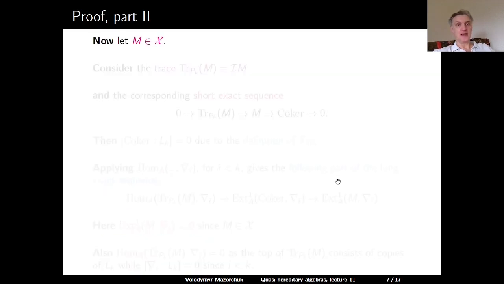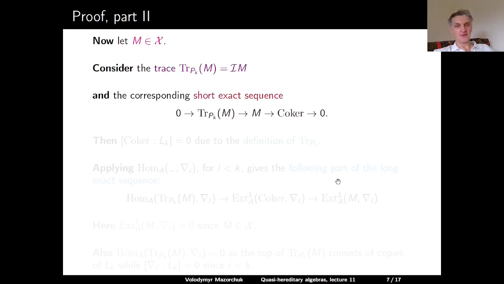Okay, let us now take M, a module in our category X. So we know that all first extensions from M into costandard modules vanish. We need to prove that M has a standard filtration. That's our aim. Consider the trace in M of the projective module Pk. We can alternatively describe this trace as the submodule of M given by multiplying M with our ideal I. And so we have directly from the definition the short exact sequence that this trace embeds into M, and we denote by coker the corresponding cokernel. Then, from the definition of the trace, our coker doesn't have any composition subquotients which are isomorphic to Lk. So the multiplicity of Lk in coker is 0.